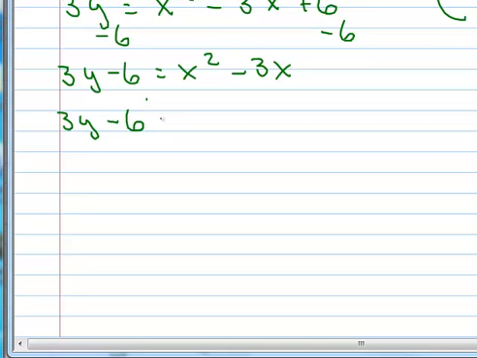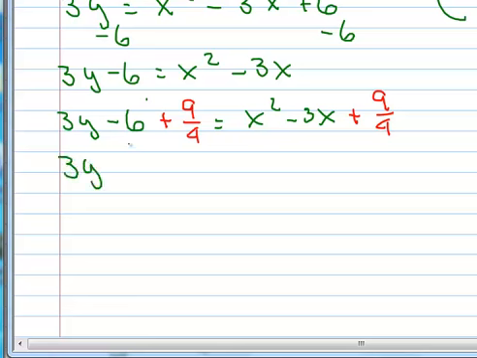Change colors here. So we want to add that 9/4 to both sides. There we go. Now we are ready to go ahead and simplify a little bit. So -6 plus 9/4, that turns out to be negative, and that's 15/4.